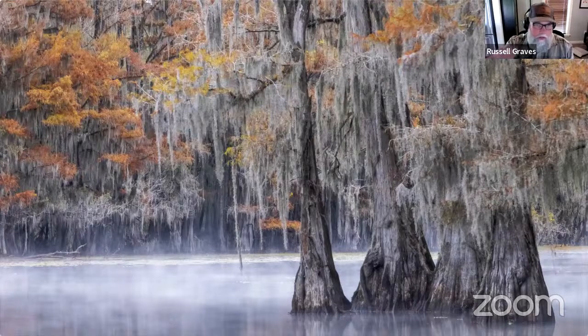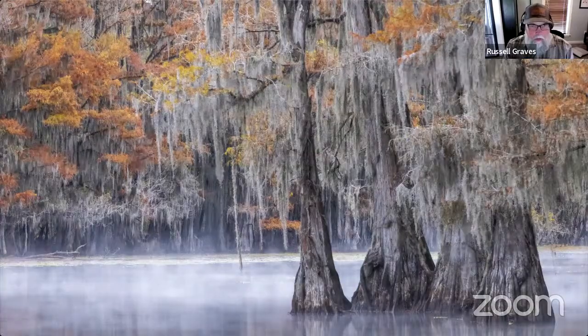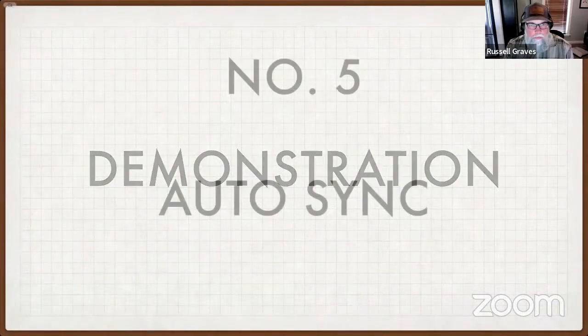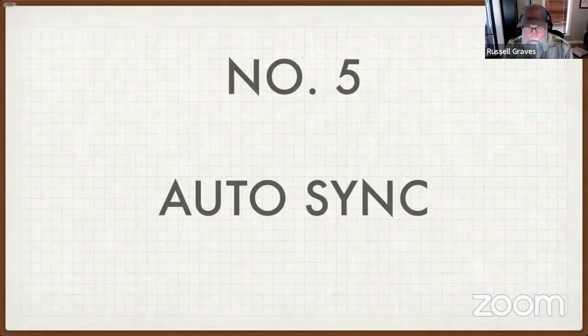But this is another good example of that color picker, that if you want to accentuate the color or take the color out of one particular color that you see in the landscape, that's a great way of doing that. And the fifth one, as I said, I was saving the best for last. And the fifth one is really this auto sync.